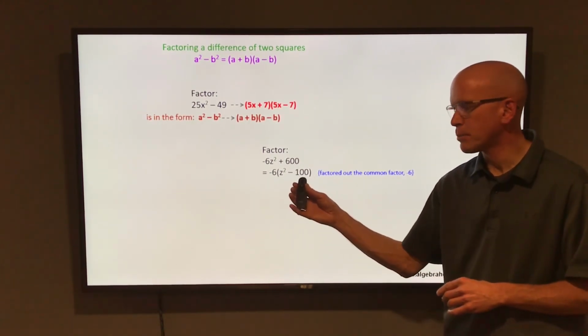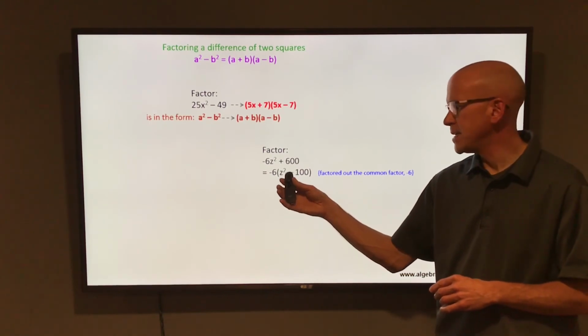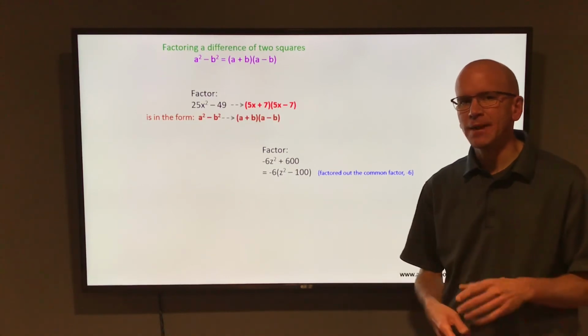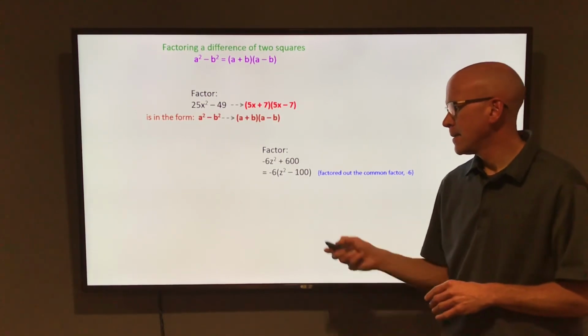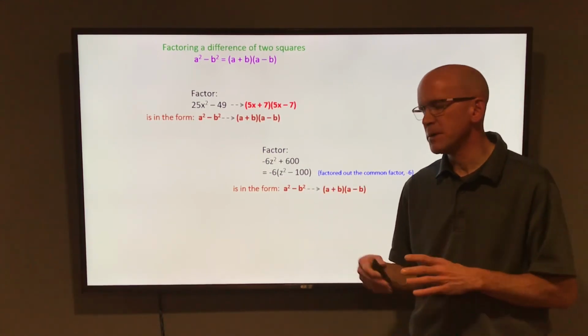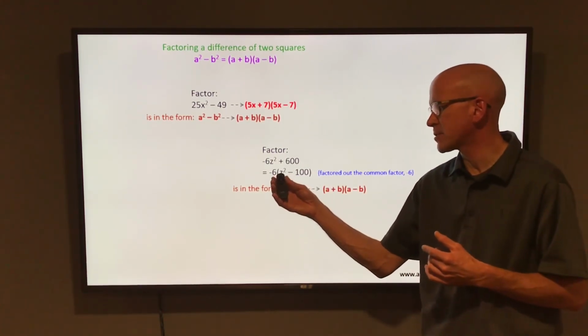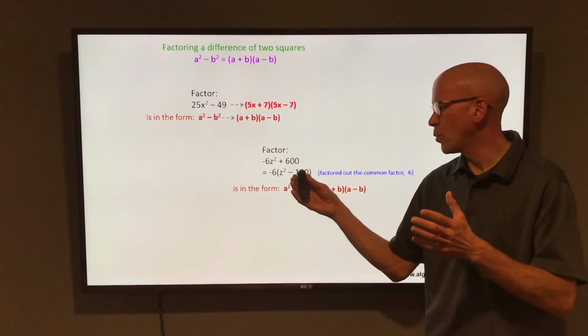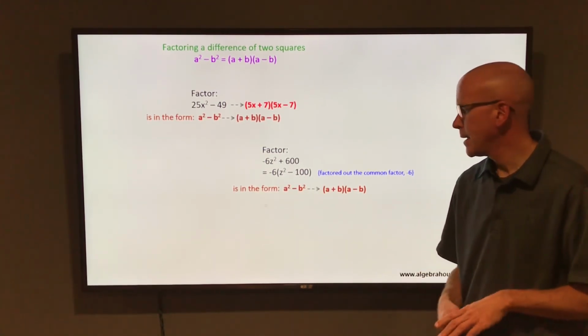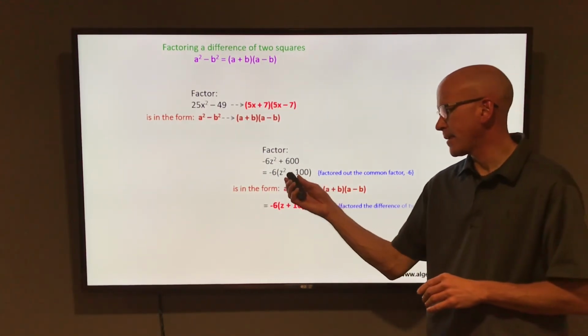Now that in parentheses. Z squared is a perfect square. 100 is a perfect square. That is a difference of two squares. So that's in the form of a squared minus b squared that factors into a plus b times a minus b. Really, all you're doing is taking the square root of z squared, that's z. Take the square root of 100, that's 10. Then do a plus and a minus. So it'd be z plus 10 and z minus 10 is what that factors into.